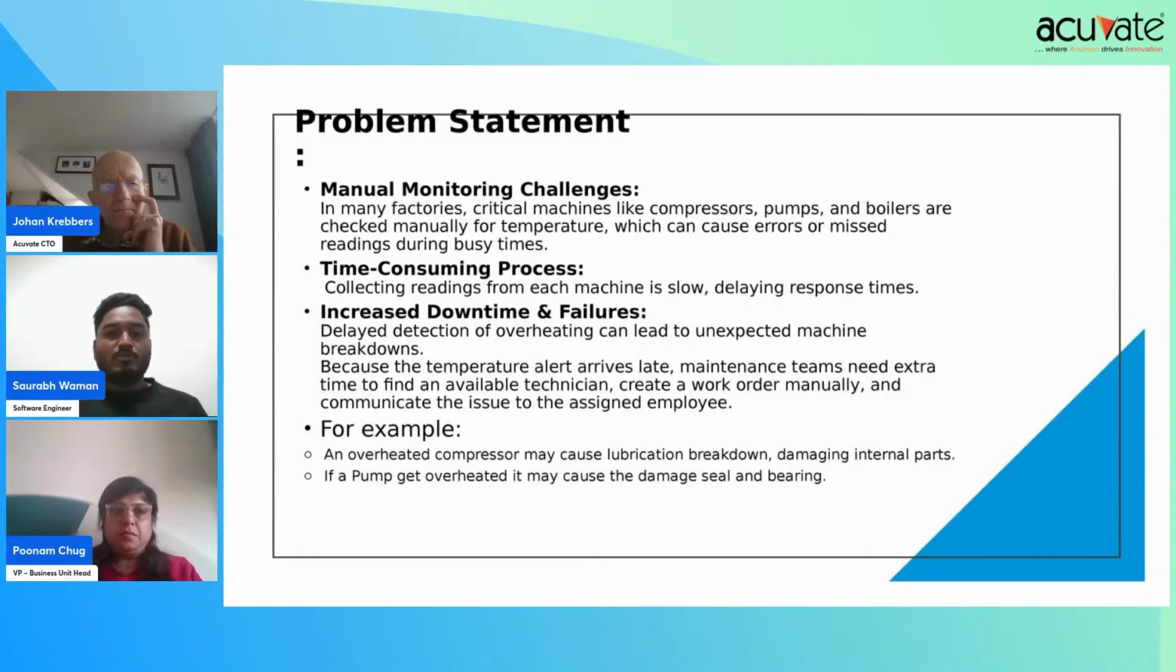Yeah. So many industries use different types of machinery for their production, machines like compressors, pumps, and boilers. But there is one main common problem with all these machineries, their temperature increasing suddenly. And some factories use manual temperature checkups, where they go to that particular machine and manually check the temperature.